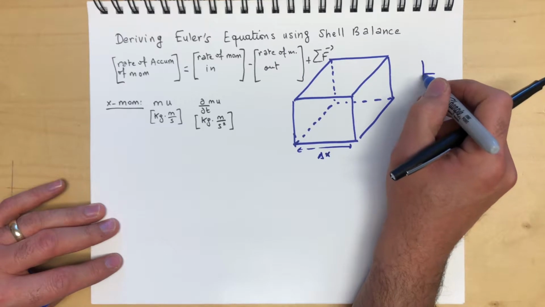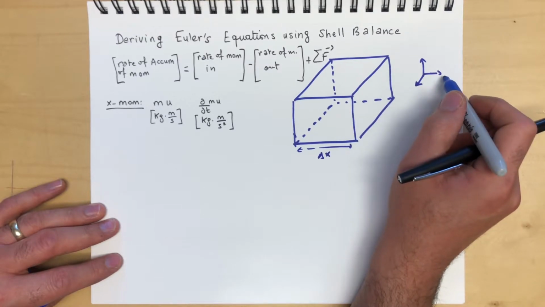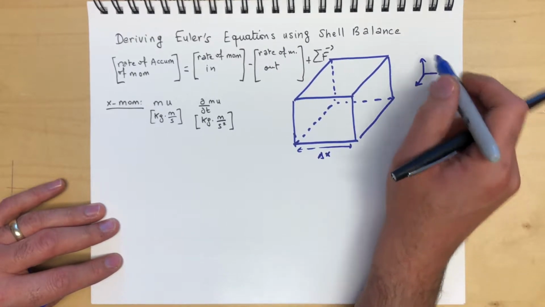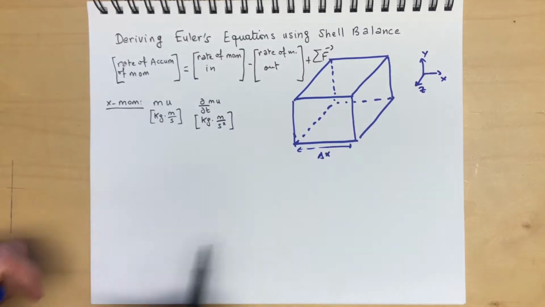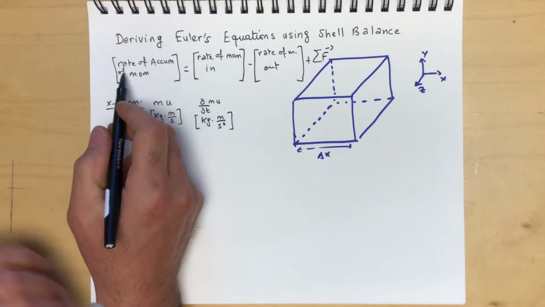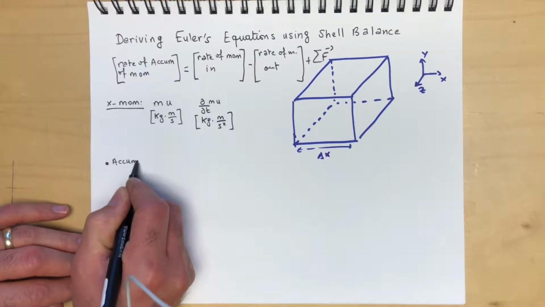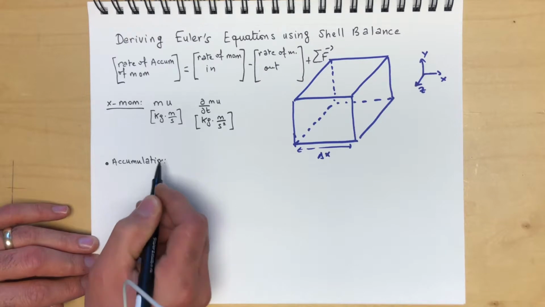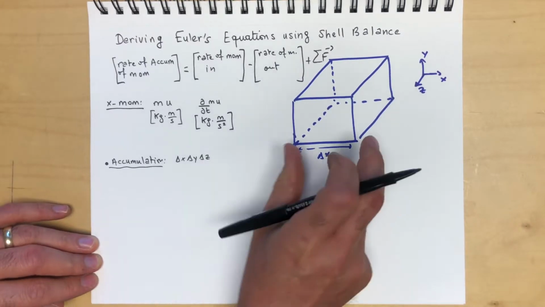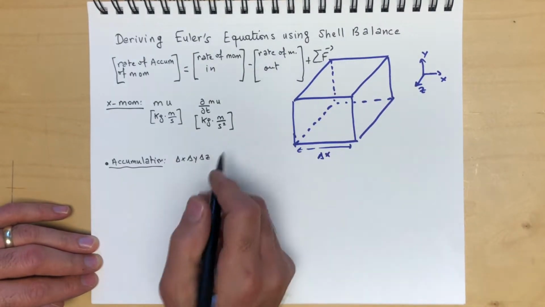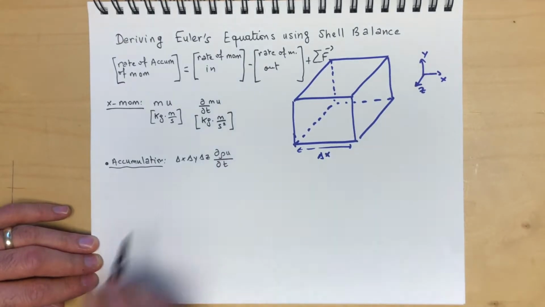So we will do x, y, and z. So this would be delta z and this would be delta y. The rate of accumulation of momentum would be delta x by delta y by delta z, the volume of this small volume, times d rho u by dt.